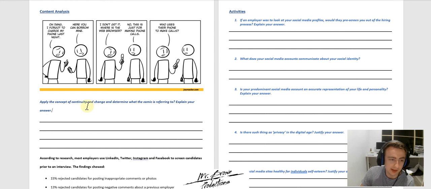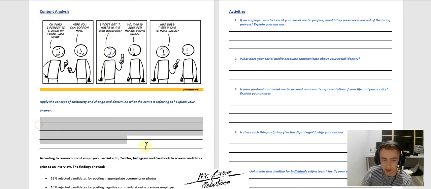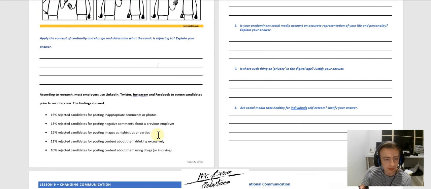So what that is doing is applying the concept of continuity and change. So I want you to be looking at this, working out the facial expressions, even the words and the image itself. What is it referring to? Explain your answer there. Now once you've done that, move on to here.